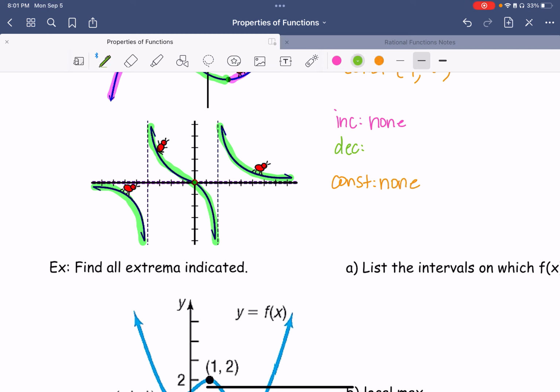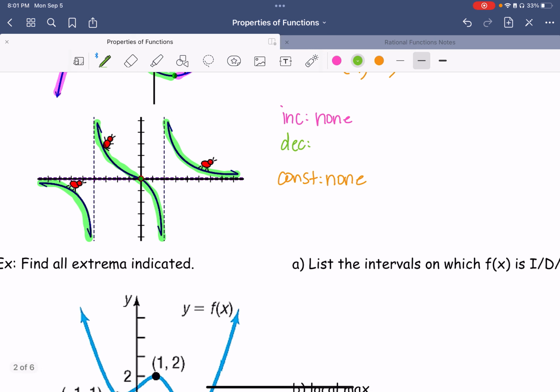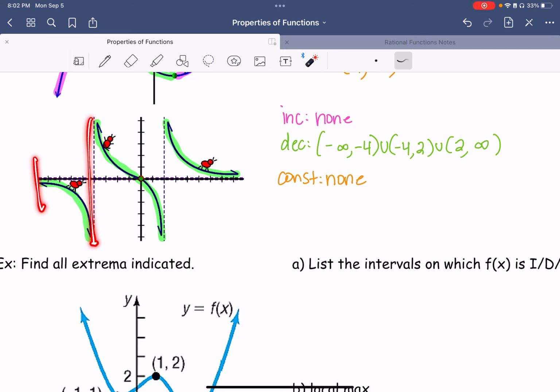For decreasing, you can't just put -infinity to infinity because we have two vertical asymptotes, so you do have to stop at the vertical asymptotes. So -infinity to -4, that first vertical asymptote, union, -4 to +2, union, 2 to +infinity. So from here to here, -infinity to -4, then from -4 to +2, and then from 2 to infinity. Let's try another one.